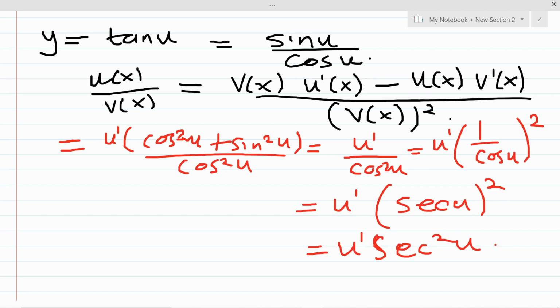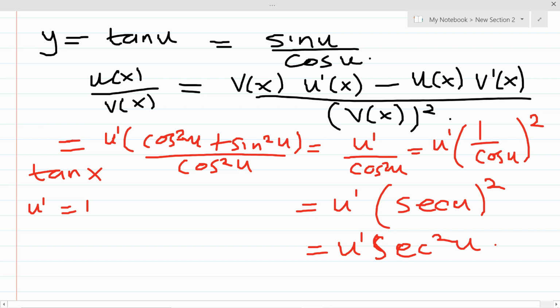So now let's take an example. Alright, I hope you understood the process. If I pick tan of x, u is just x, so u prime will be equal to 1, because u is x.